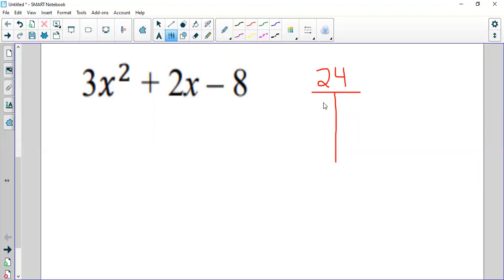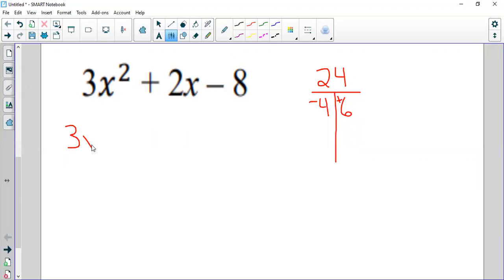Well, I'm going to start at the other end of the factors this time. I'm going to start with 4 and 6, because I'm trying to get a small number, so I know my factors will be close together. Otherwise I'd have to start with 1 and 24. Hey, guess what? 6 minus 4, 2. Jackpot. Now I'm trying to get a positive 2, which means I'm going to need a negative 4 and a positive 6. Okay?